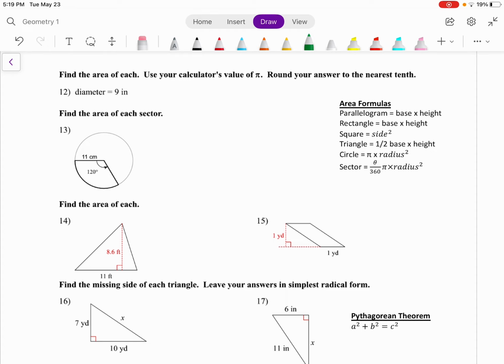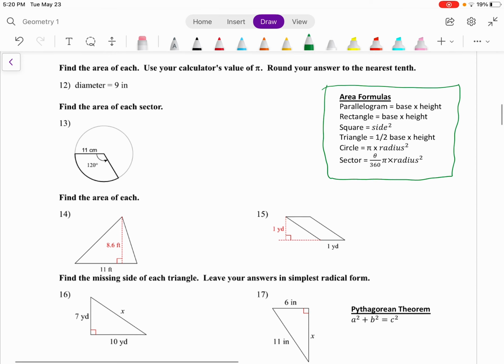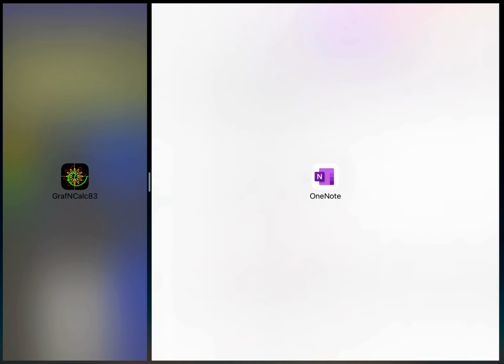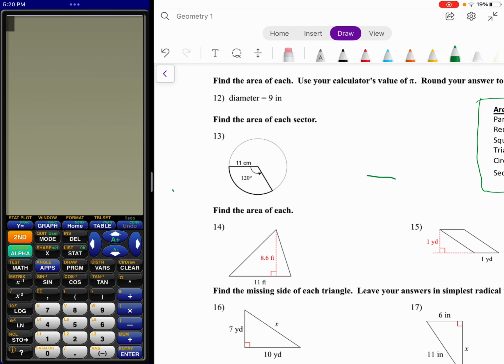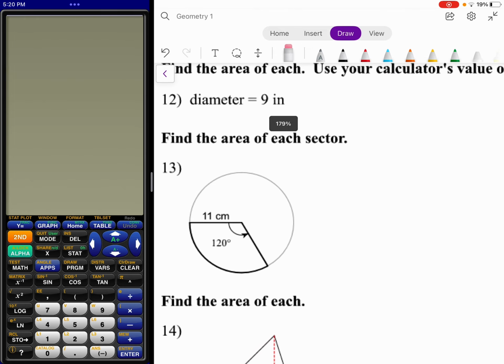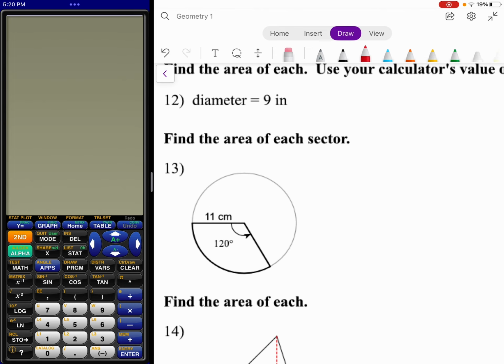Okay. Well, we want to find the area of a circle. I have some area formulas over here that you need to know, and we'll be using those. We'll go ahead and bring up a calculator. It says use the calculator's pi button, so we will get to that. So over here, we know that the area of the circle is pi times the radius squared. So area is equal to pi times the radius squared.